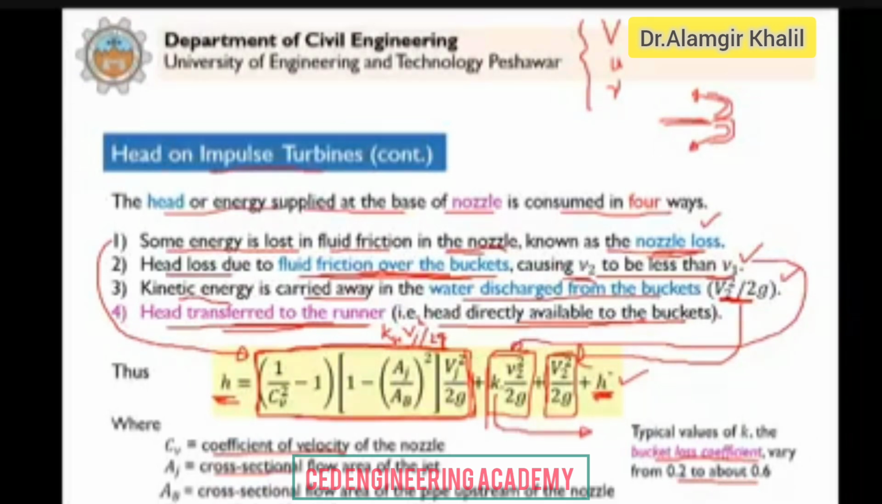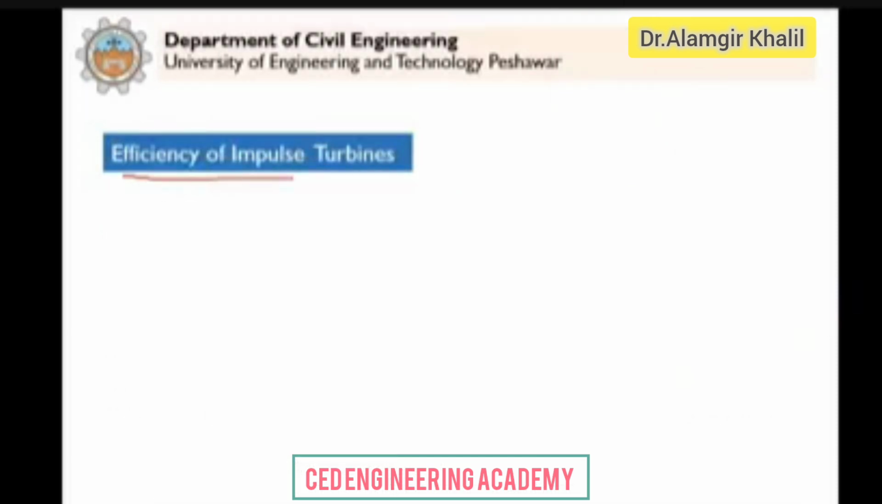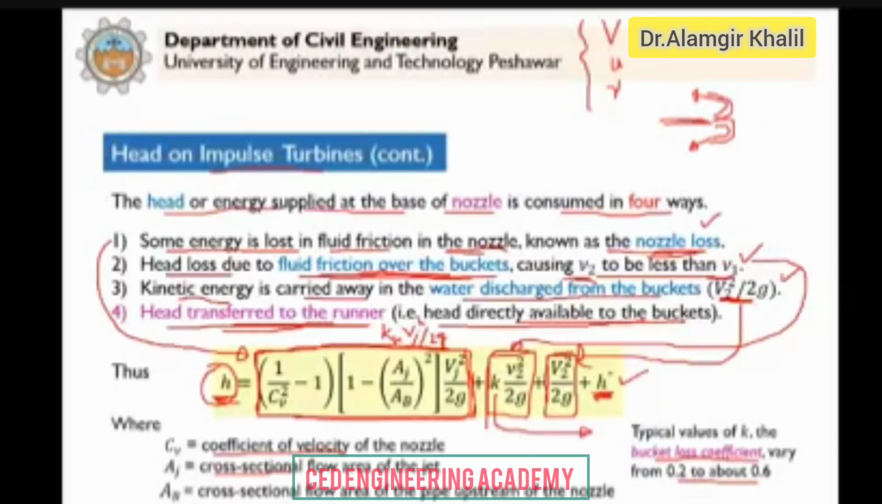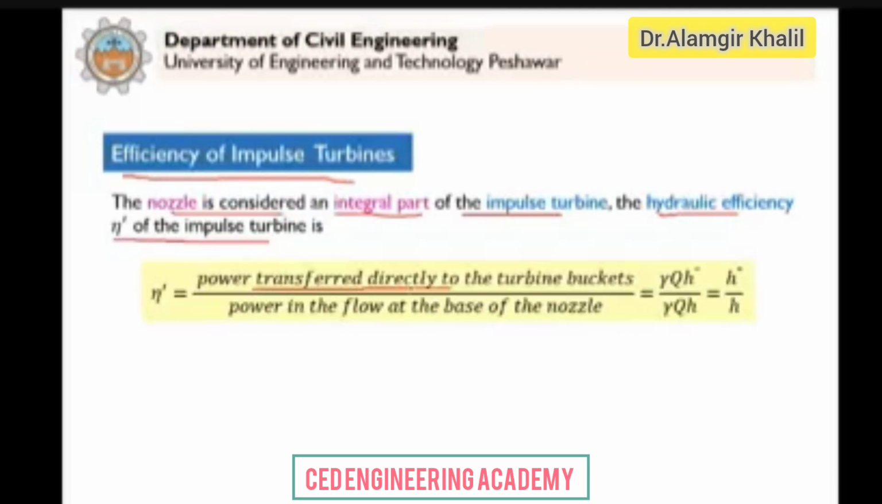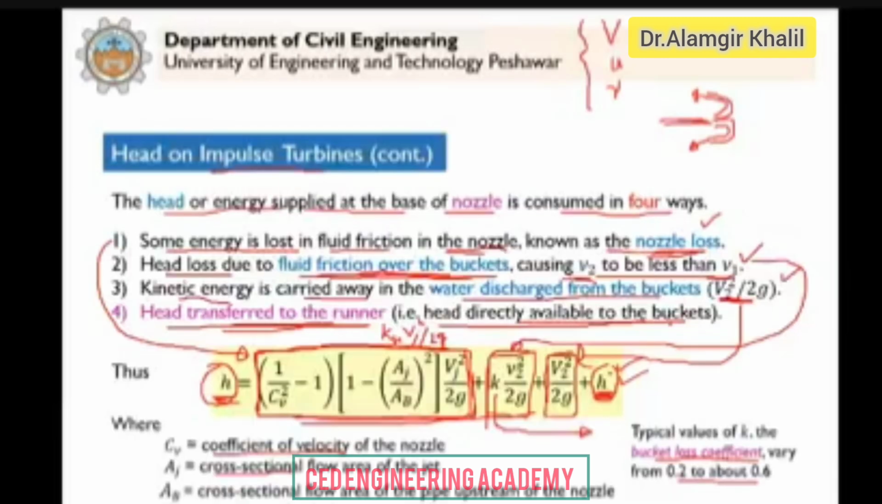So now that we have the losses, we can calculate the hydraulic efficiency of the impulse turbine. What is the head available? This is the head available, but this is effectively transferred because of these losses. So now we can define the hydraulic efficiency of the impulse turbine. The nozzle is considered as an integral part of the impulse turbine. The hydraulic efficiency, which is denoted by eta dash for the impulse turbine, is the power transferred directly to the turbine buckets divided by the power in the flow at the base of the nozzle.